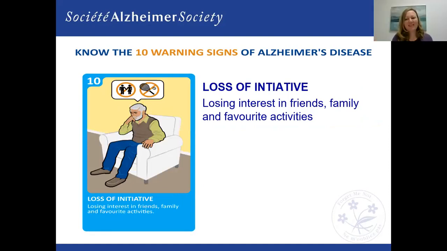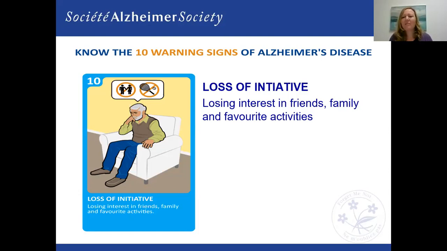And we made it. We're at the final warning sign that we're going to talk about. So this one is loss of initiative. It's completely normal to tire of housework. I mean, we all kind of have to work up the oomph to want to clean that bathroom one more time. But somebody living with dementia or experiencing the early signs of Alzheimer's disease might be passive and disinterested, and they might require cues and prompting to become involved.